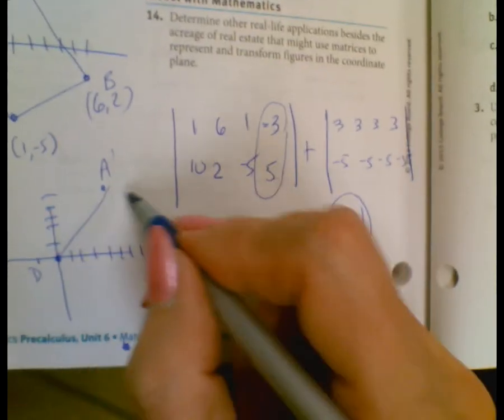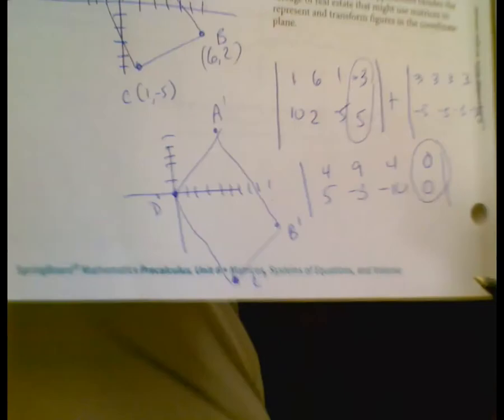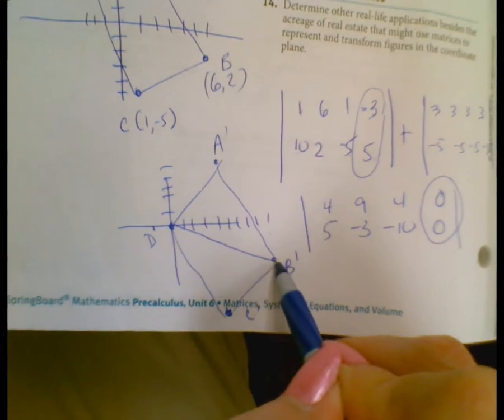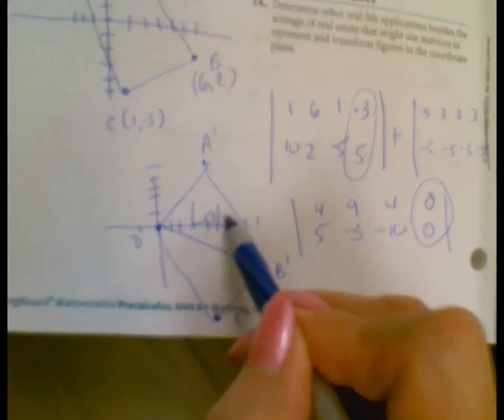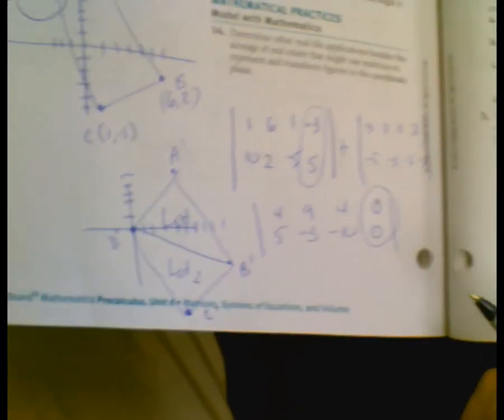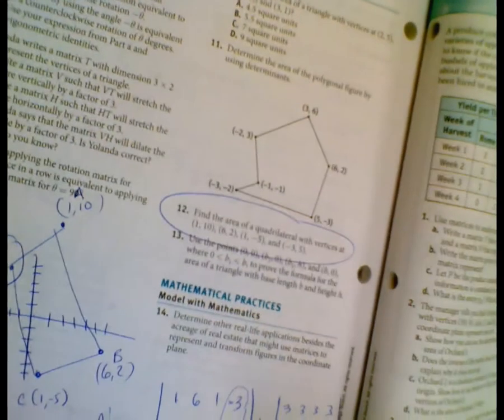And you have the same picture, but it's been moved. And then you would just divide this up into 2 triangles, and find the area of this one and find the area of that one. Hopefully that helps you set up number 12. The rest of them I think are pretty easy. And that's it for the notes.